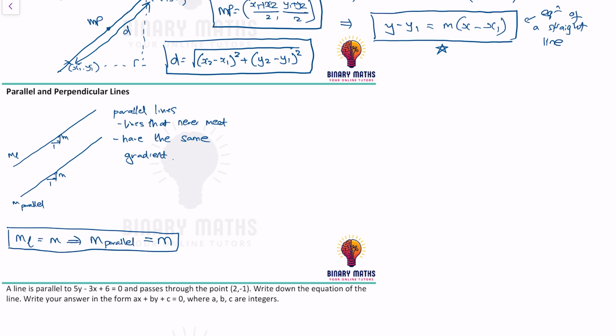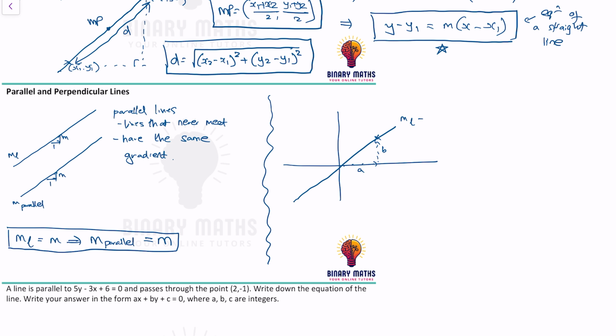Okay, in a similar way, if you have perpendicular lines, so if I draw 2 perpendicular lines, let's make it go through the origin just to make it easier. Then let's pick a point on this line. If I know that it goes across by A and up by B, then the gradient of the line is change in Y over change in X, which is equal to B over A.